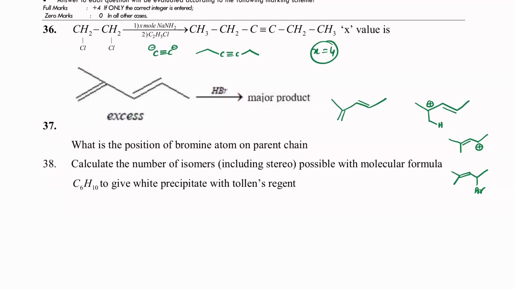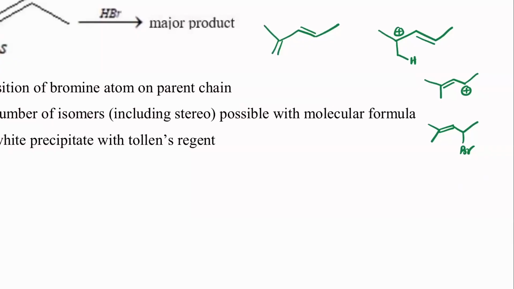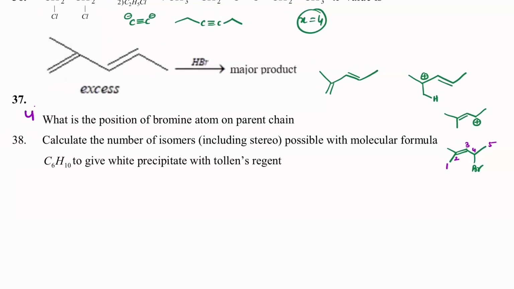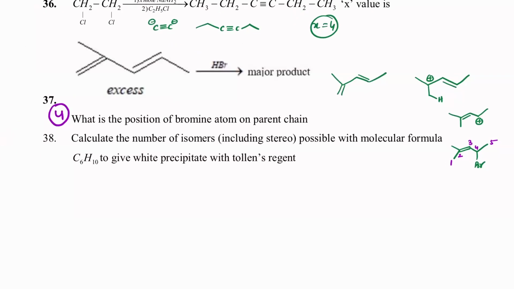Okay. Now when you make the IUPAC numbering, you start from here 1, 2, 3, 4, 5. So bromine is on which position? 4th position. Please check. This is how we need to go. First make a stable carbocation, then make a stable alkene. Most stable alkene is the thermodynamic product.